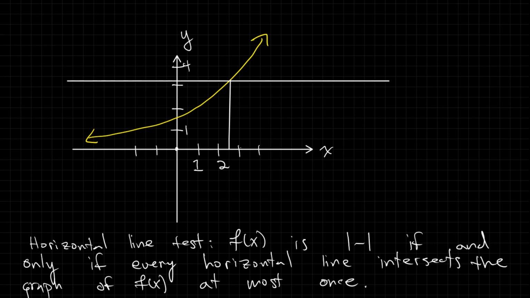So when you draw a horizontal line and it's intersecting more than once, then what's happening is your horizontal line is saying that, hey, there are multiple inputs which have this output. That's precisely what it means for a function to not be one-to-one.